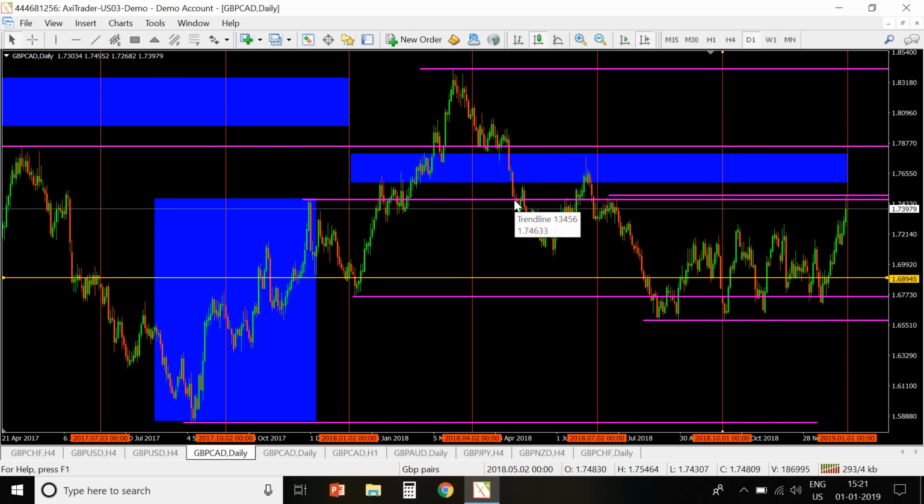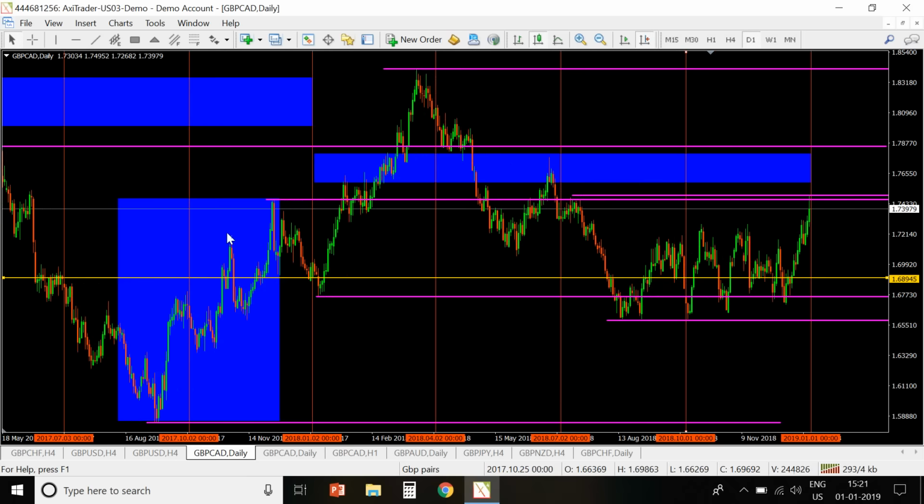There is a little decision here. Again, it came down, and again there was a decision here. It went up and tried to retest here, but it couldn't. Again, it came down. Now it retested the 6 months highs of the second 6 months, I mean, of 2017, and it came down.